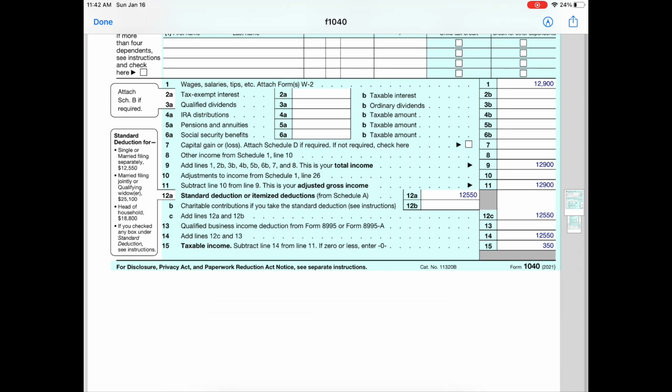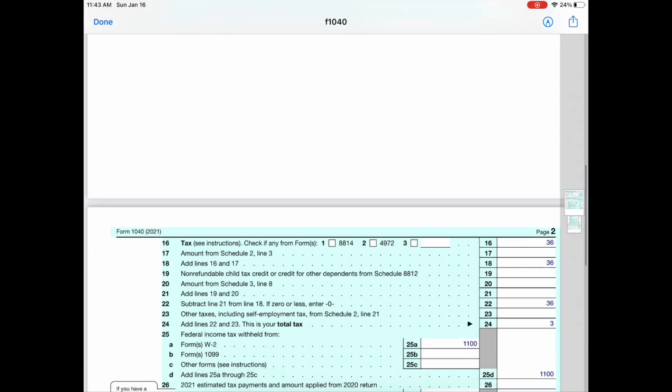Of course, it could be different for those that invest or make money from pensions and annuities. But again, I'm a young guy. I don't have these. I will make more videos on it so that you can understand. But let's just continue to move throughout this tax form.